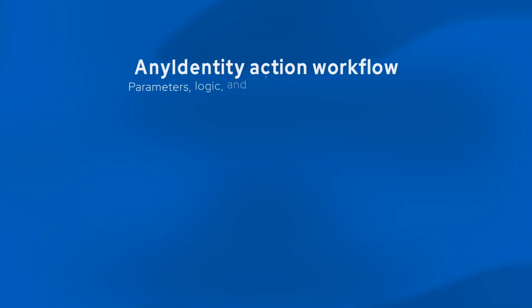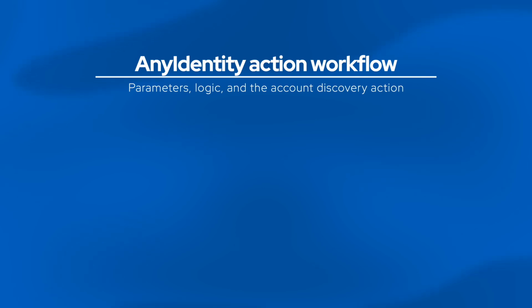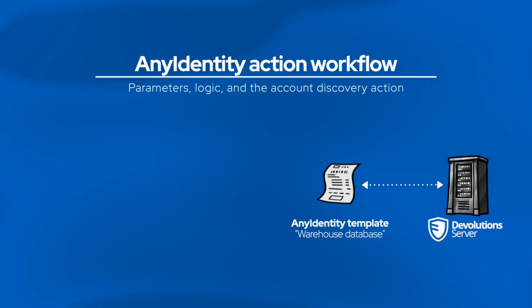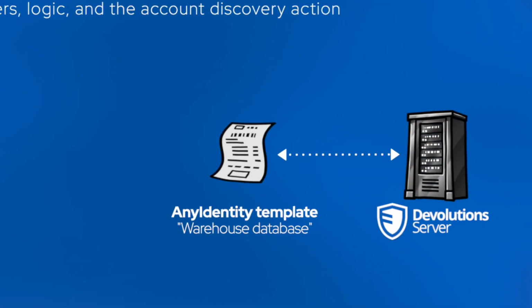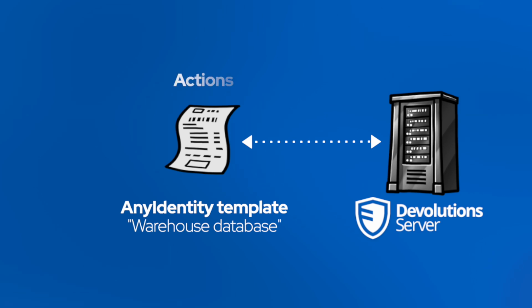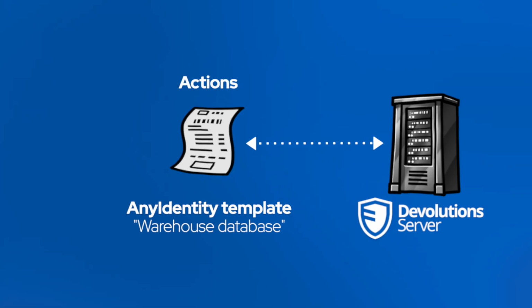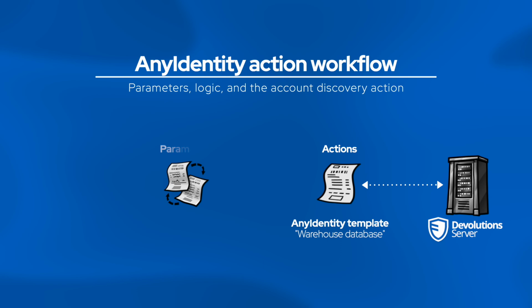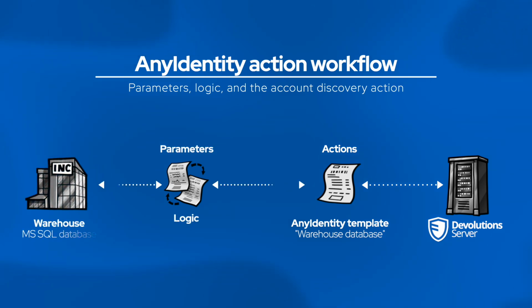To set the stage, in the previous video, I imported an AnyIdentity template called Warehouse Database into the PAM section of my Devolutions server. Today, we're going to take a closer look at the various actions contained in this template. Now, it's important to note that the parameters and logic I'm using here are specific to my Warehouse SQL database, and your scripts will almost certainly look different depending on the systems you're managing.